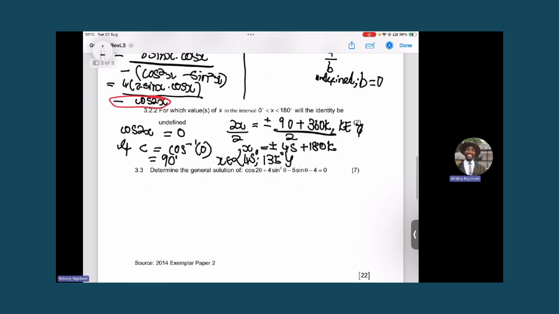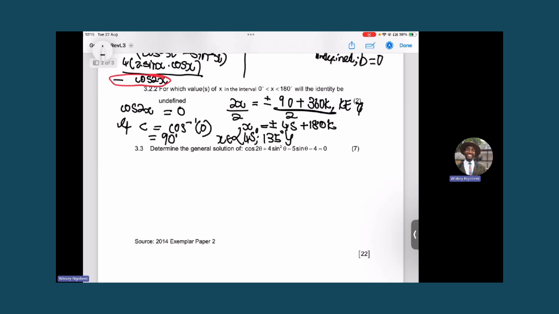The next question reads as follows. Determine the general solution of cos 2 theta plus 4 sine squared theta minus 5 sine theta minus 4 is equal to 0. Now, the challenge here is we have sine and we also have cos. However, our sine is in the simplified form, for example, sine theta, the negative 5 sine theta.